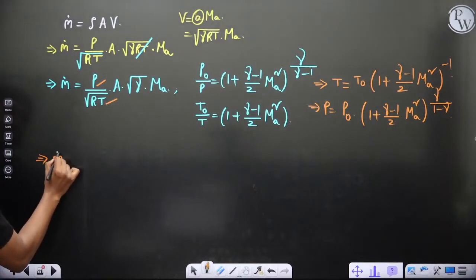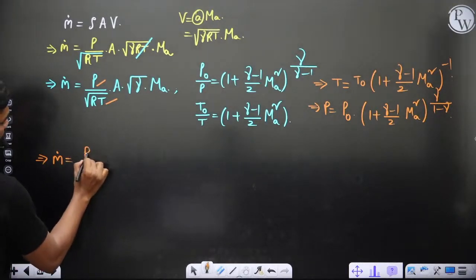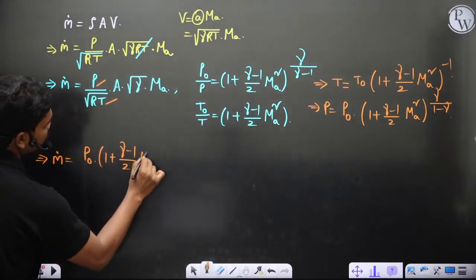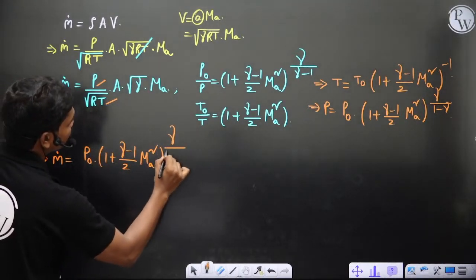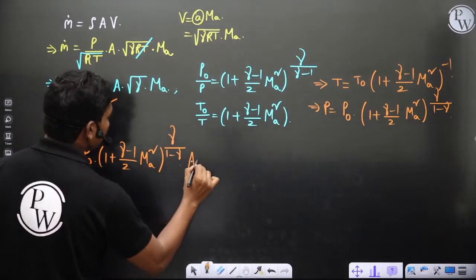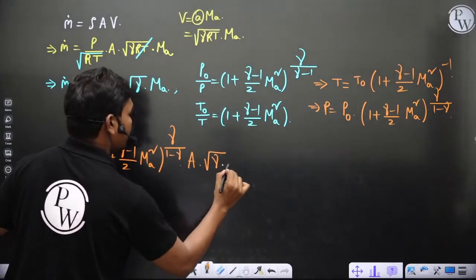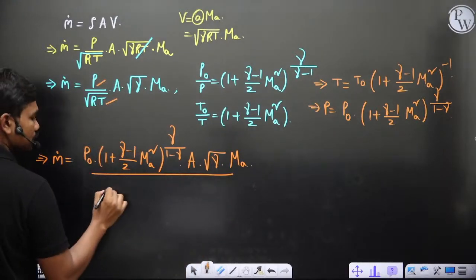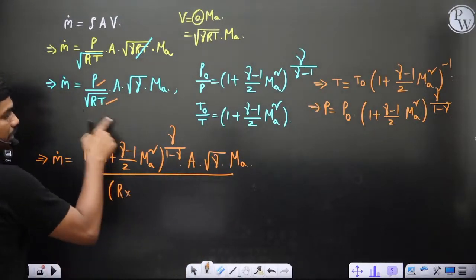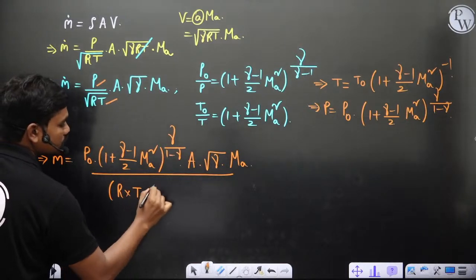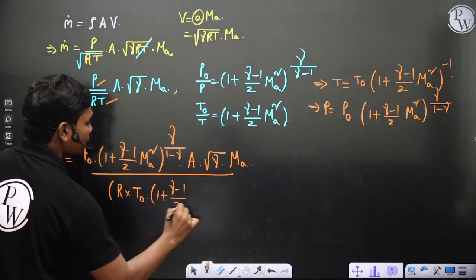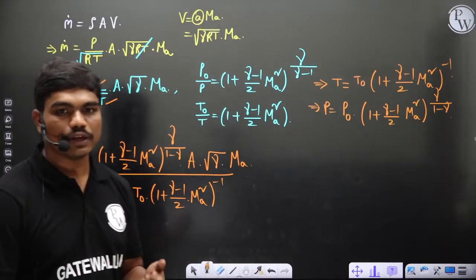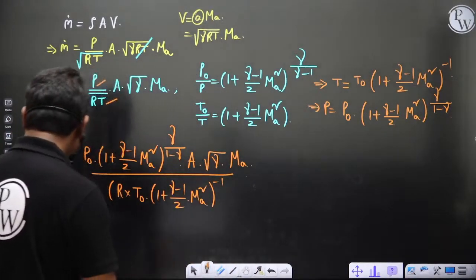M dot will be equal to, P replaced with P naught into (1 + (gamma minus 1)/2 Mach square) whole power gamma upon 1 minus gamma, into flow area, into square root of gamma into Mach number, divided by the square root of R into T, where T is replaced with T naught times (1 + (gamma minus 1)/2 Mach square) whole power minus 1. So this is the function you finally have for the calculation of mass flow rate at any point in this nozzle.